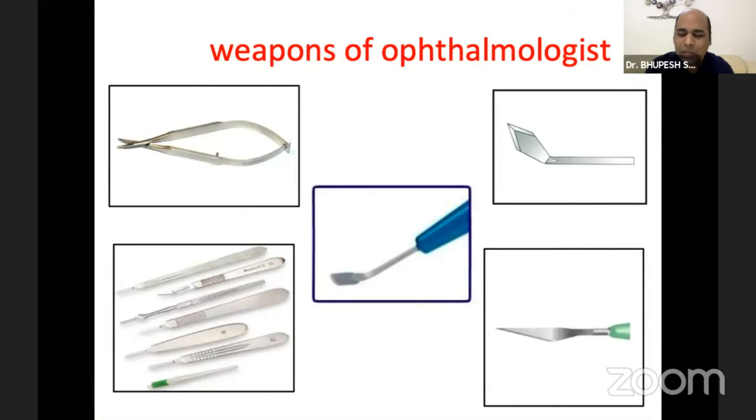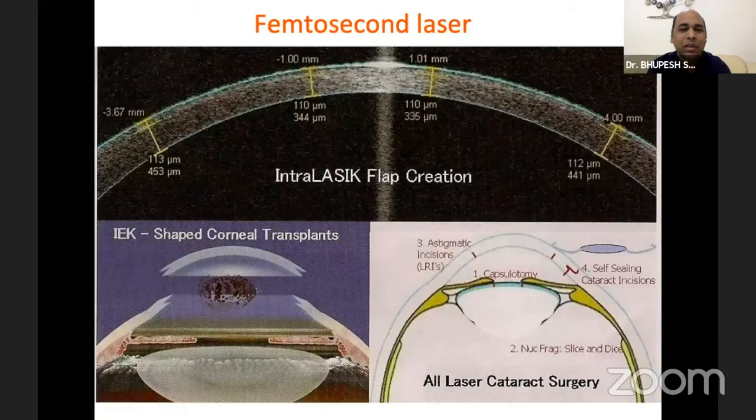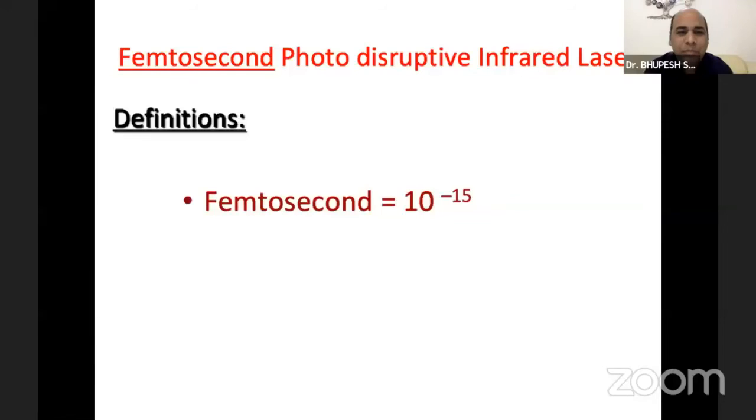So these are the weapons of ophthalmologists. We all know that, but it won't be wrong to say these are the old weapons of ophthalmologists, because now the femtosecond laser is there to perform most of these steps that we use knives, blades, crescents, and keratomes for. So femtosecond is an excellent cutter in the cornea. We can perform any incisions, of any shape, in the cornea.